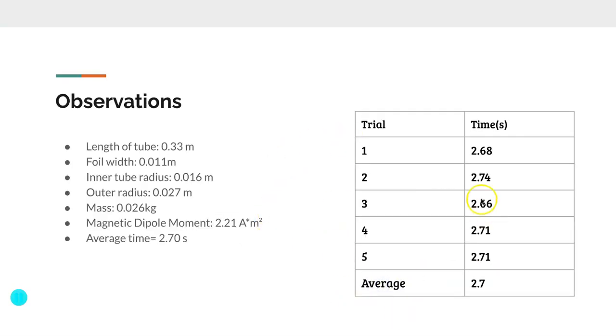For each of the trials, I found the time by analyzing video footage, and then I took the average throughout these trials. And then on the left here, these are my measured values. The length of the tube I found to be 0.33 meters, the width 0.011 meters, the inner tube radius 0.016 meters, the outer radius 0.026 meters, the mass of the tube 0.026 kilograms, the dipole moment 2.21 amp meters squared, and the average time 2.7 seconds.